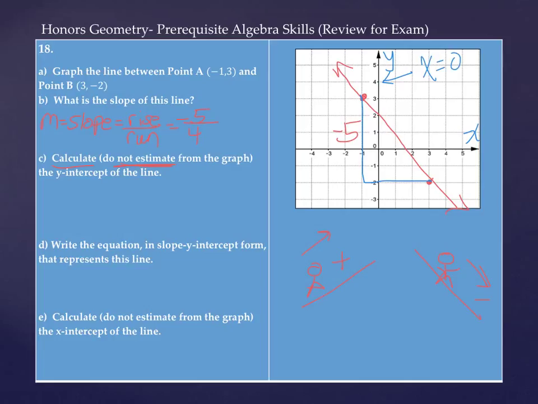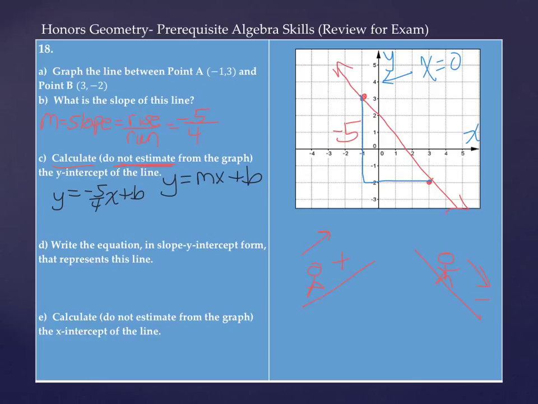So when we look at y equals mx plus b, which is the standard slope y-intercept form of a line, the reason why this is the standard and that b is the y-intercept is because if x equals 0, this term just drops out. Alright, so let's just write what we know. We know y equals -5/4, that's the slope, x plus b.